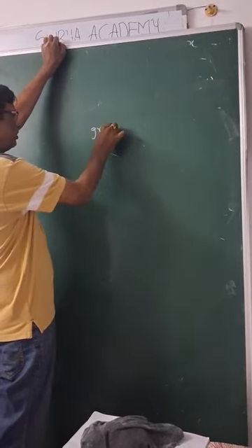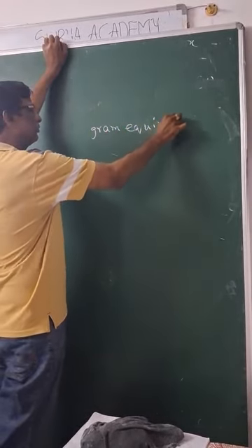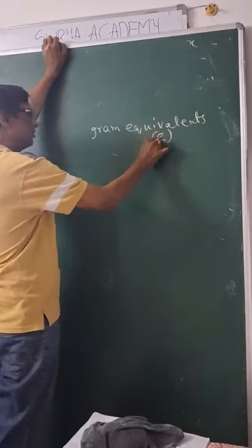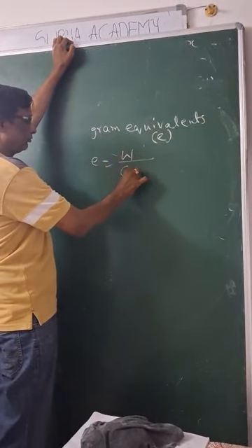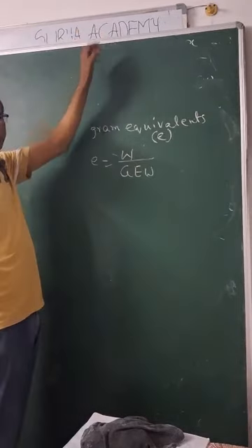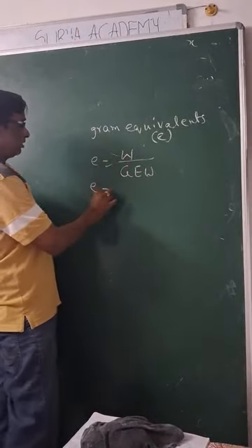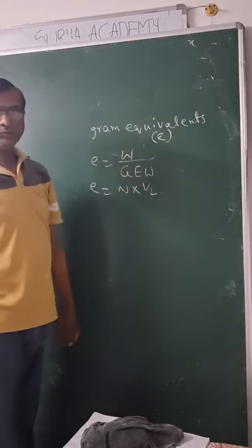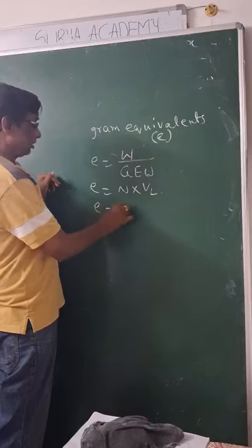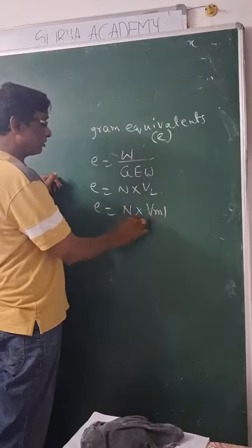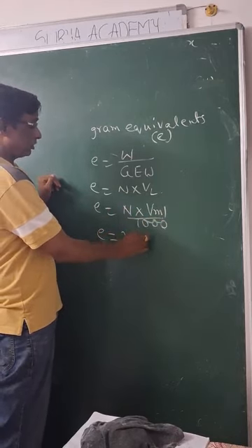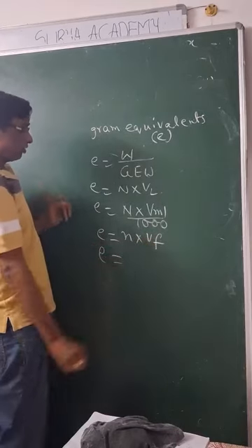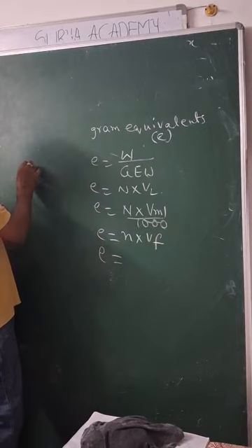Equivalents, gram equivalents. Equivalents means weight by equivalent mass. We are finding gram equivalents: weight by equivalent mass is equal to normality into V in liters. It is also equivalents: N into V in ml by 1000. E is equal to number of moles into valency factor. Different formulas are there. Faraday's first law: M is equal to E Ct by 96500.